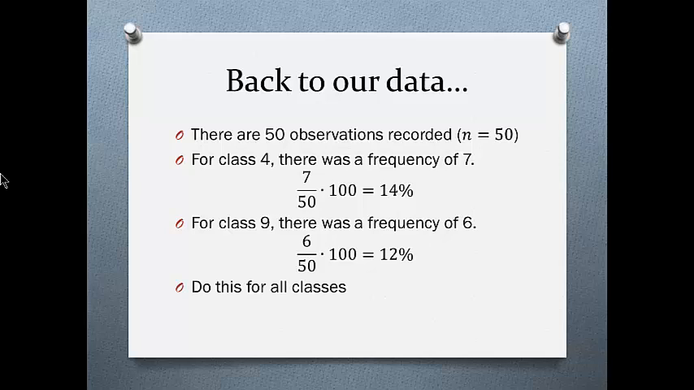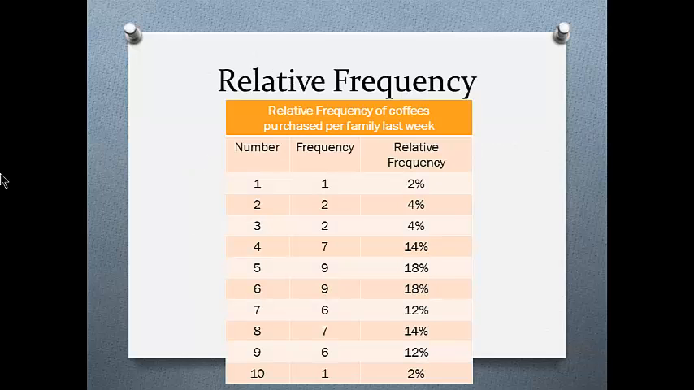And we're going to repeat this for all of our classes. I picked 4 and 9 kind of out of the middle just for our examples. You'd start on the first one, calculate the percentage, then the second one, work your way down the table, and we get our relative frequencies in this third column here of each of the data values.